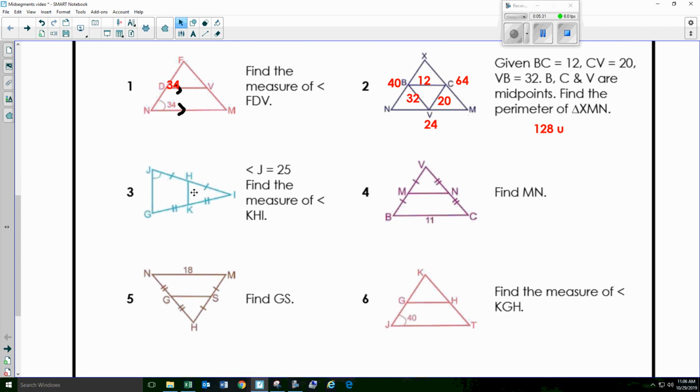All right, number 3. Again, they're showing me that these are midpoints H and K, so this is a midsegment. Angle J is 25, so I go ahead and fill it in there. And therefore, I would also know that this angle right here, its corresponding angle, would be 25. Find the measure of KHI. Oh, we just did it right there. Very simple. Find MN. Well, MN is the midsegment because we have these two being equal, these two being equal. So those are two midpoints connected. So that's the midsegment, which is half of the base. So half of 11 is 5.5. Real simple.